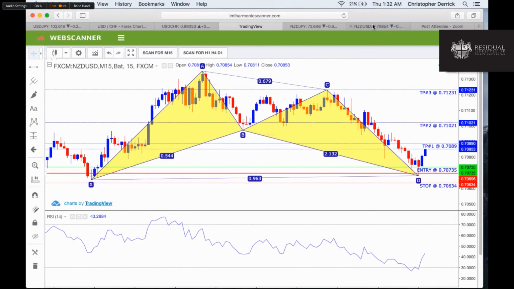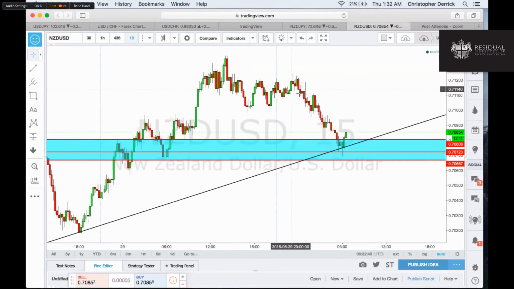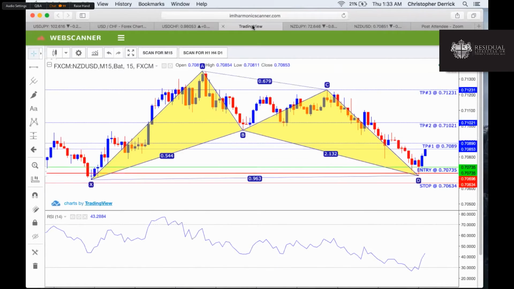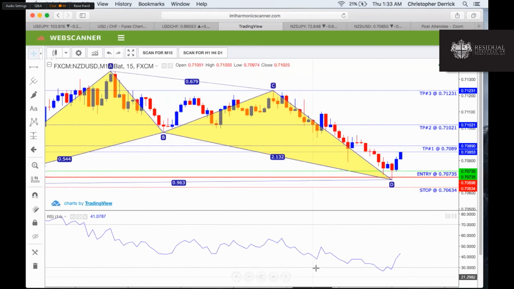All right, let's just focus on nzdusd right now. It's the cleanest. There you go. The URL for the live scanner online, depending if you have a subscription or not, is still imharmonicscanner.com. But you still need your login. Here's where you guys can see the take profits and all types of stuff that's on here.